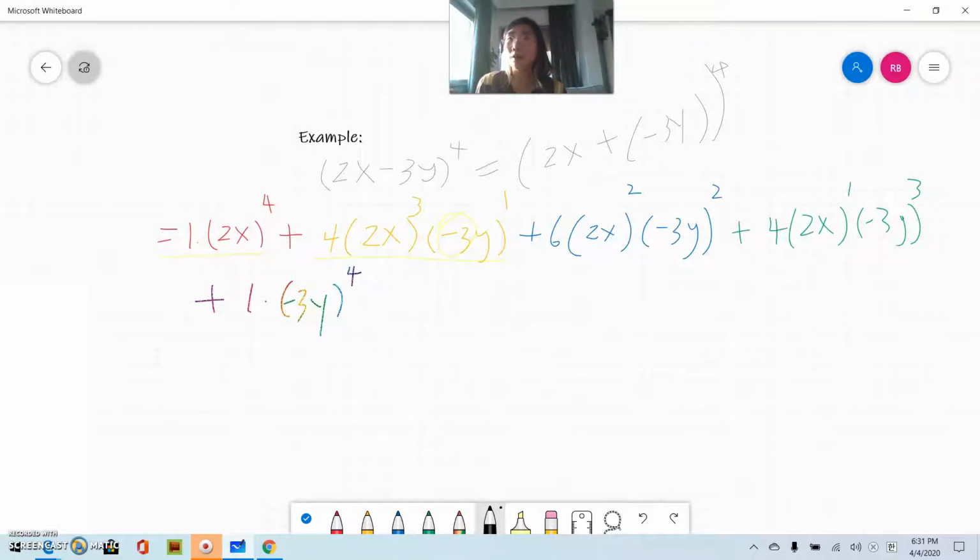So what you can do then is just worry about the coefficients and then put the signs later. You always start with positive. So it's positive, negative, positive, negative, positive, negative. So that's one way to think about it.